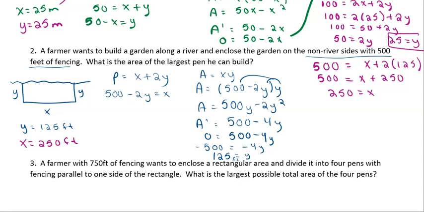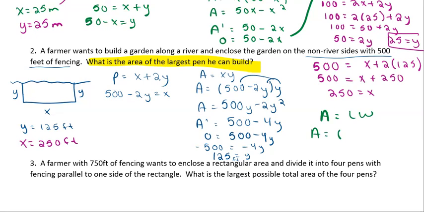So this means that our pen is 250 feet by 125 feet. But that's not what it's asking us. It's not asking us for the dimensions. This time it's asking us what is the area of the largest possible pen. So we need to go one step farther, and now we need to find our area. So area is length times width. We figured out our length is 125. Whoops, that's actually our width. It won't matter when we do the multiplication, but I'll switch it so it's in the same order.